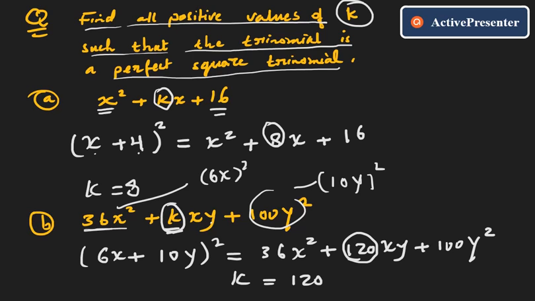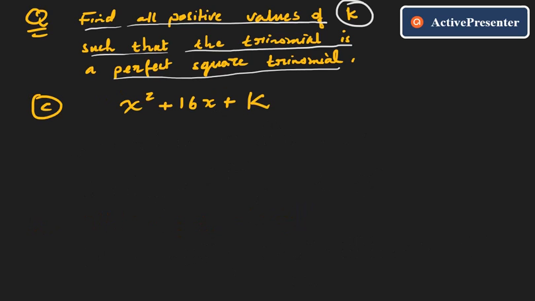This is the type of example you are going to sometimes see as a trick for how to solve that. You may take different examples too. Let's say x squared plus 16x plus k. This is a different approach. Find all positive values of k such that this trinomial is a perfect square trinomial.